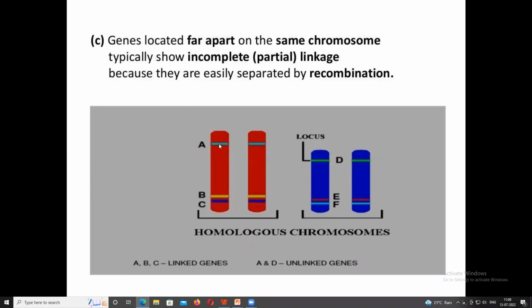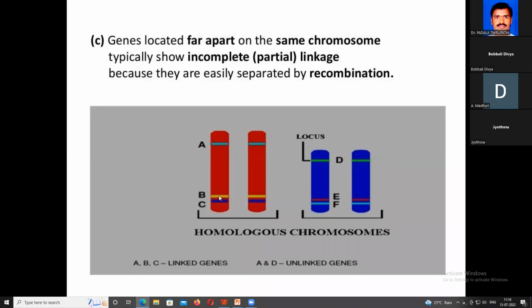Can you see the distance between A and B? Is there a distance between A and B? You can unmute your mic. Between B and C, is there more distance or less distance? Less distance. Very less distance.